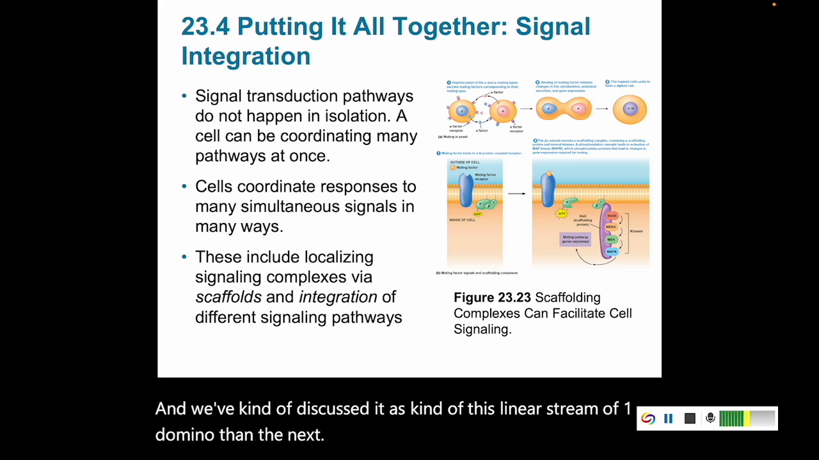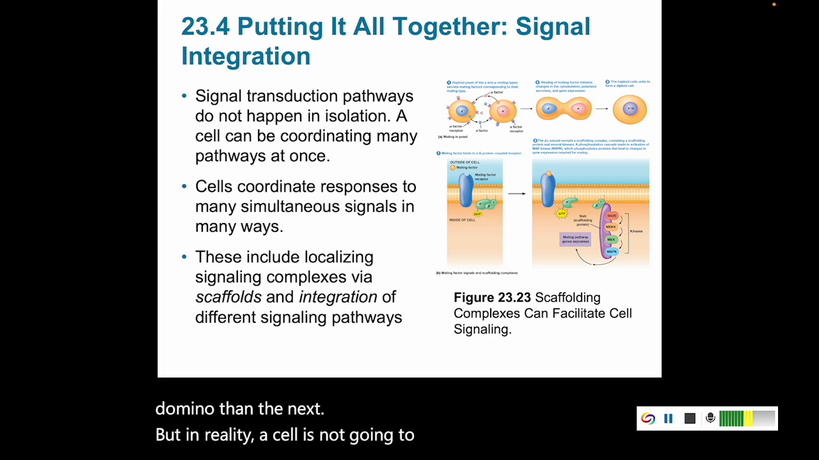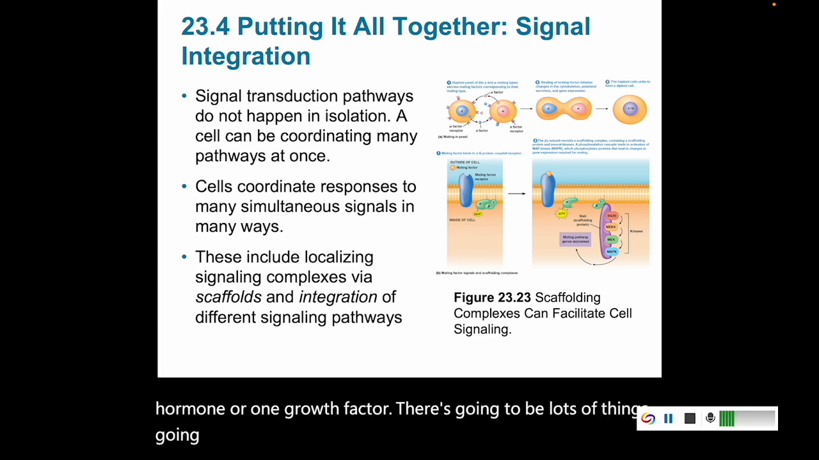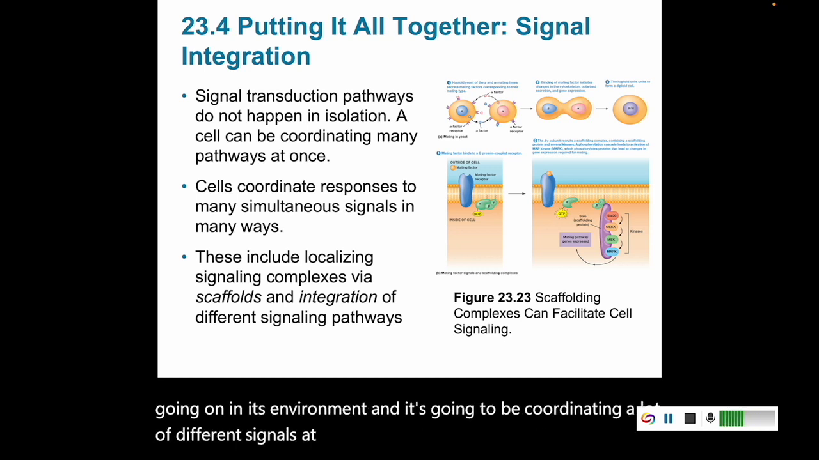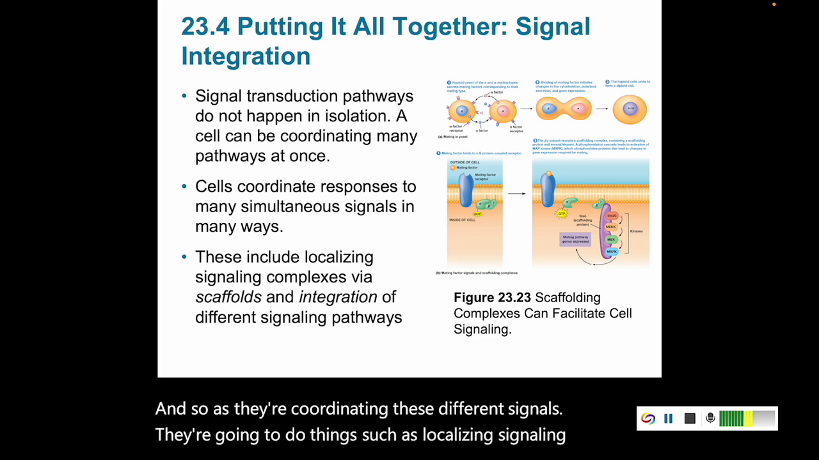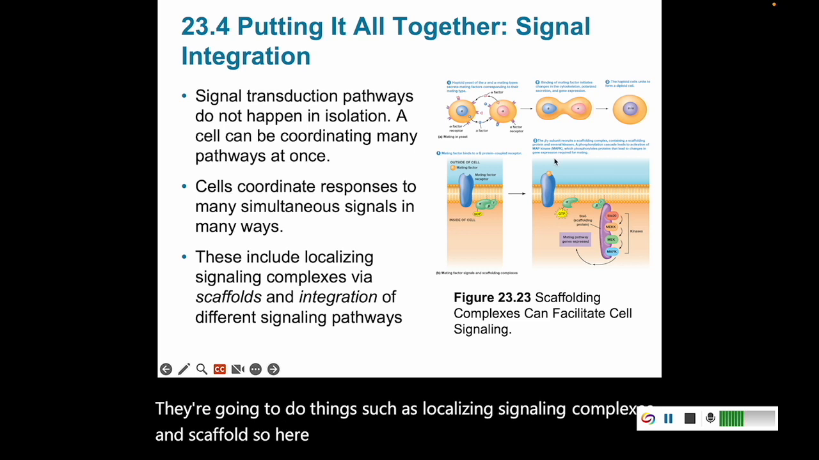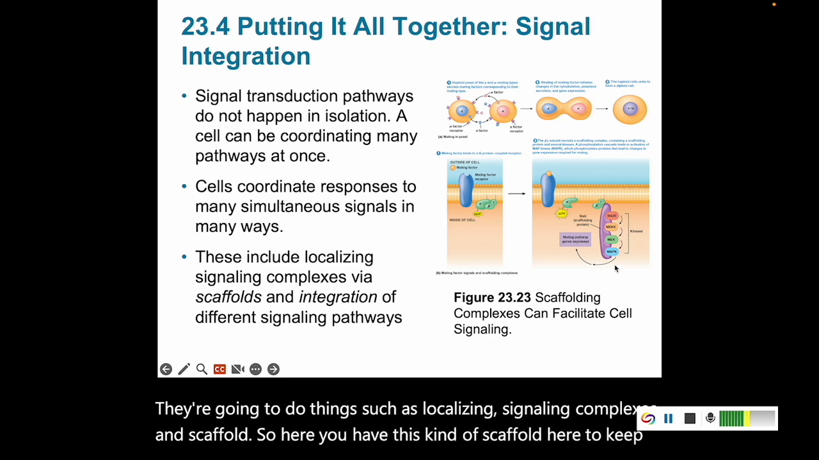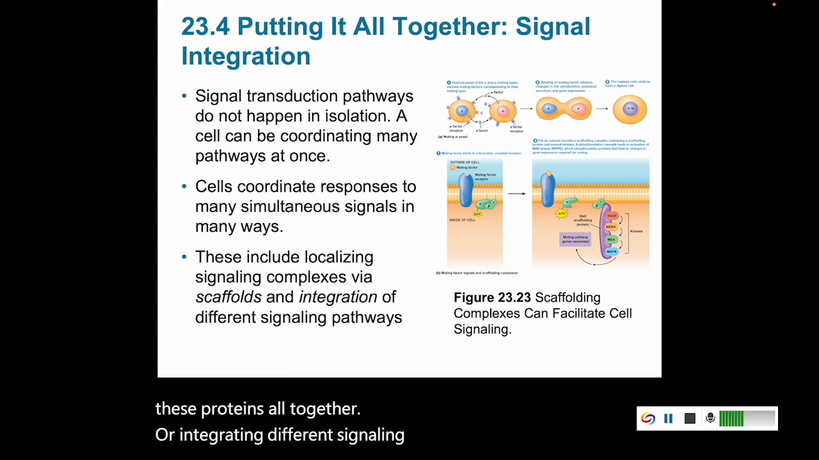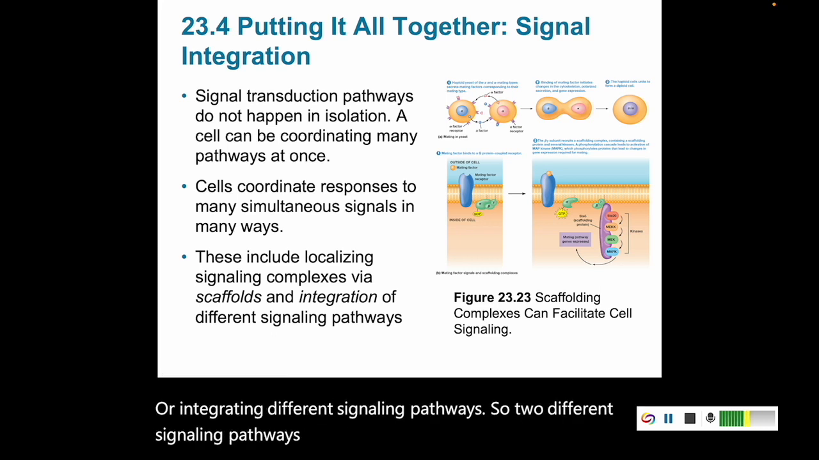But in reality, a cell is not going to be exposed to just one hormone or one growth factor. There's going to be lots of things going on in its environment, and it's going to be coordinating a lot of different signals at once. And so, as they're coordinating these different signals, they're going to do things such as localizing signaling complexes in a scaffold. So, here you have this scaffold to keep these proteins all together. Or integrating different signaling pathways. So two different signaling pathways will crosstalk and interact with each other.